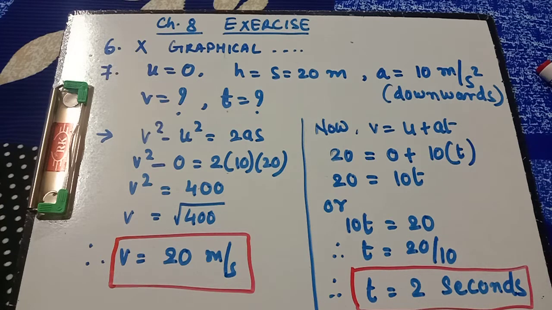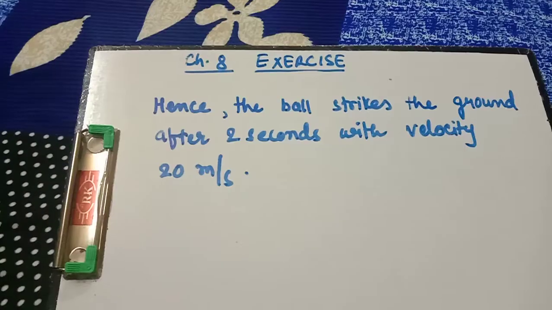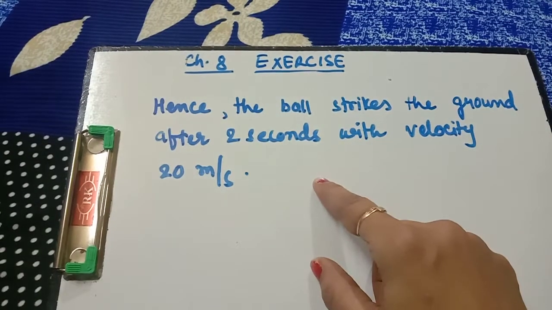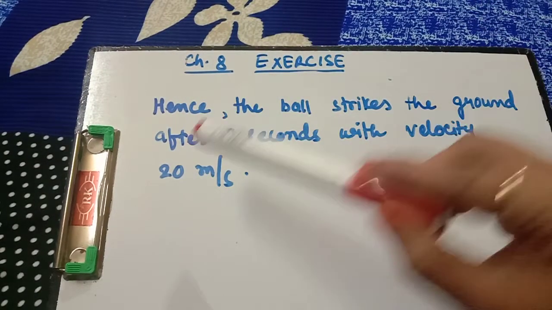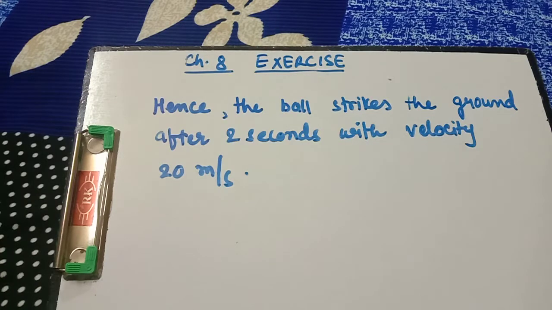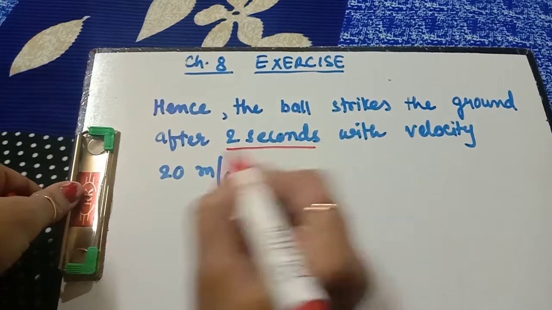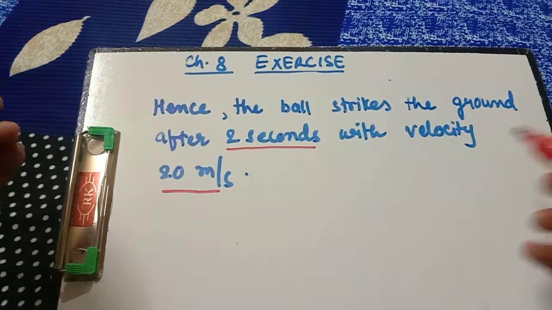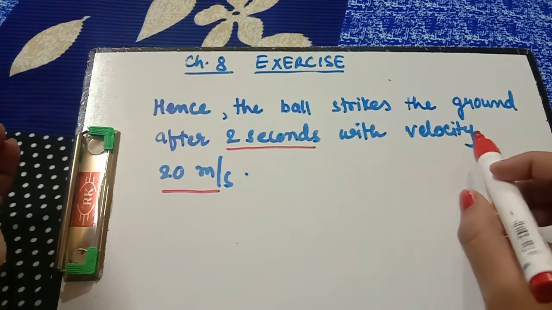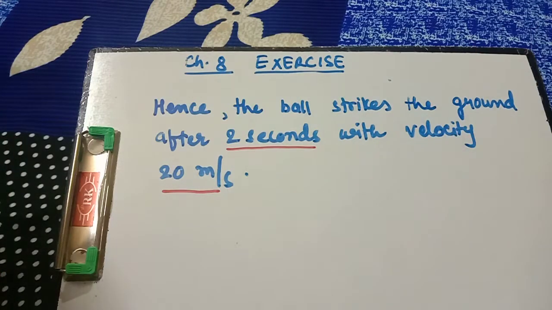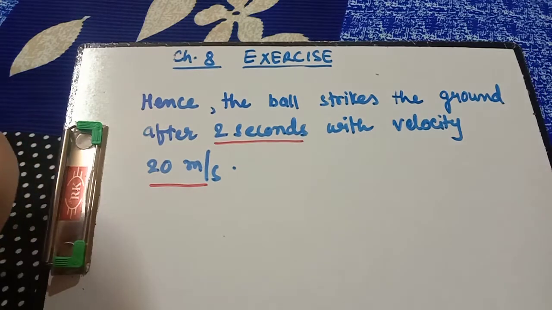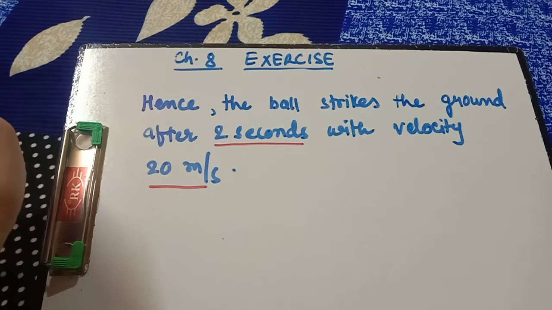Clear? Now the final answer statement I will be giving you. The final statement goes this way: the ball strikes the ground after 2 seconds. These are our answer, so you can underline: 2 seconds with velocity 20 meter per second. In the last, when you finish your calculation, this final answer statement you must write. Now let us go for the next one.